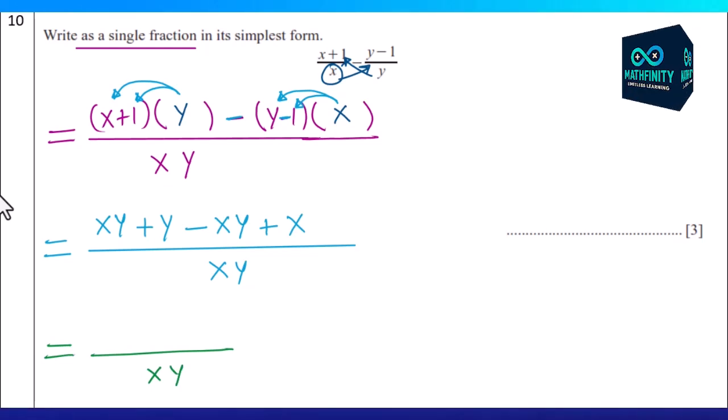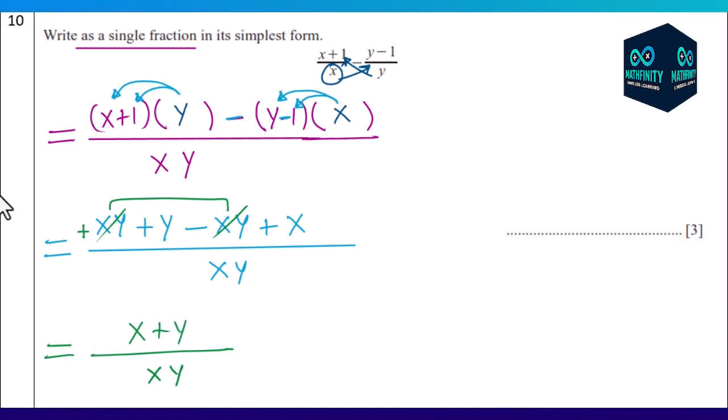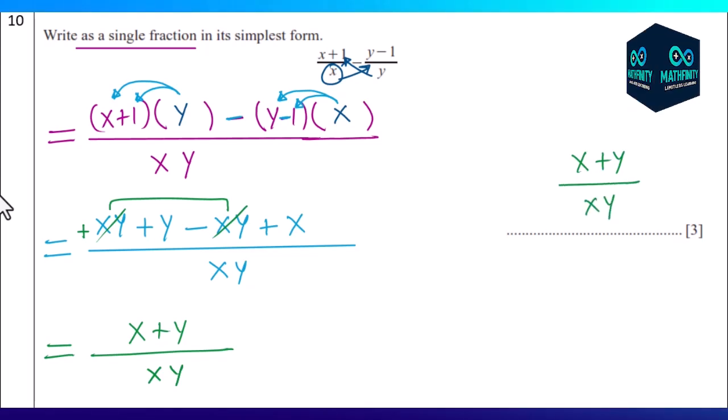Here, if there is no sign, you can add 1 from your side. So xy and negative xy will be cancelled out because one is positive, one is negative. We can cancel out. So what is left? Y plus x. You can rearrange the order. X plus y. This is the final answer: x plus y over xy. Don't cancel out x with x because there is an addition sign. If you see an addition or subtraction sign, we cannot cancel with the denominator.